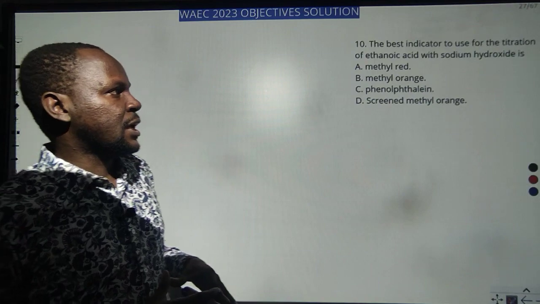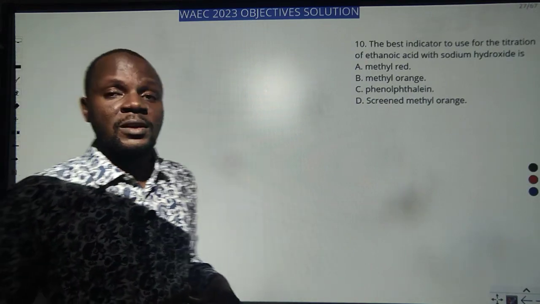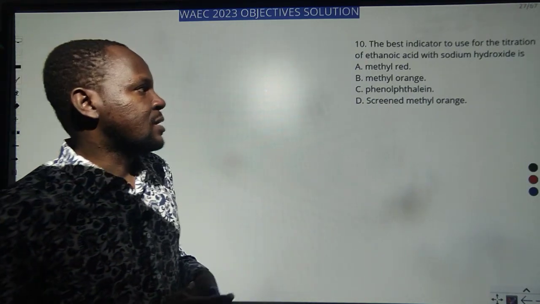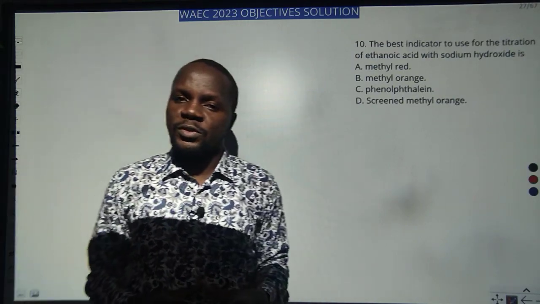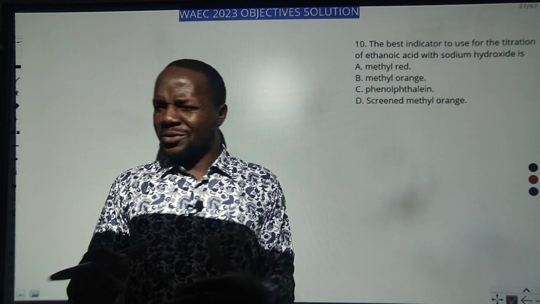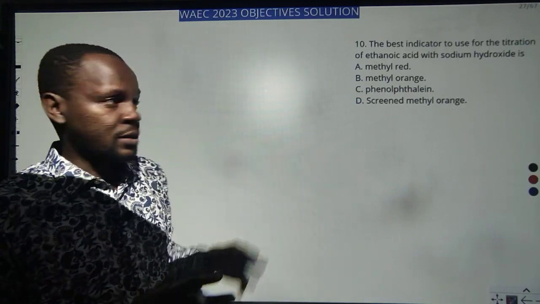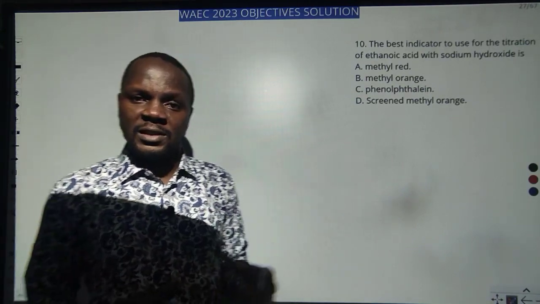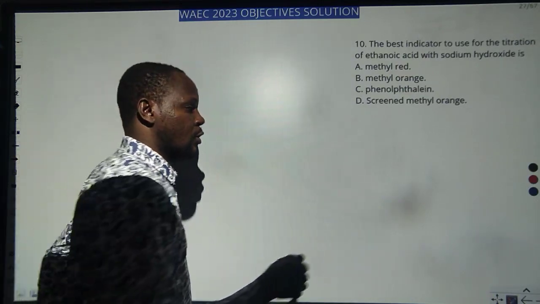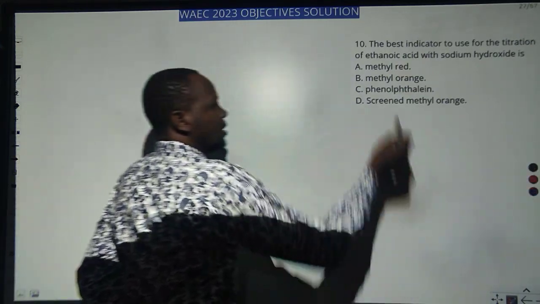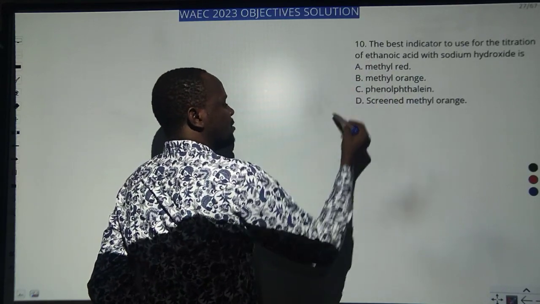This is the best indicator to use for the titration of ethanoic acid with sodium hydroxide is dash. Now, when you see this type of question, you focus on your volumetric analysis. Just focus on the nature of the type of acid. An indicator is what we use to determine the end point of a solution. So doing this, we just need to understand that in this case, ethanoic acid here is a weak acid.